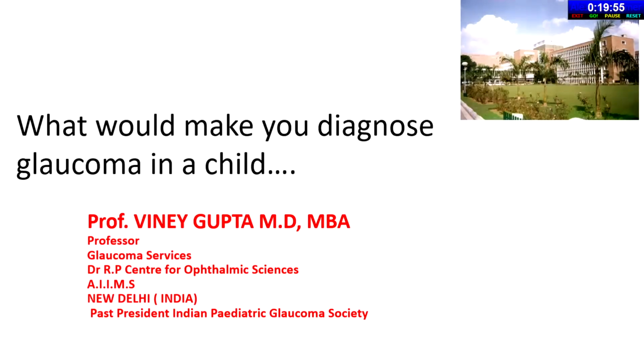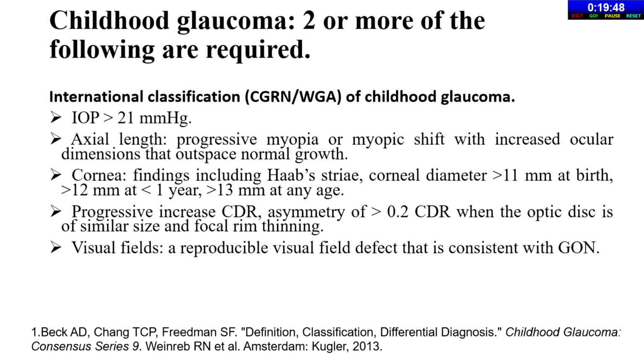So I think making a diagnosis in a child has been very clearly sorted out by the International Classification for Childhood Glaucoma, which says that any intraocular pressure greater than 21 millimeters of mercury, possibly on 2 separate occasions, with an axial length that is progressively myopic for that particular age, or corneal diameters greater than 11 millimeters in the presence of Haab's striae at birth, or greater than 12 at less than 1 year, or greater than 13 millimeters at any age, or there could be a progressive increase in the CDR or greater than 0.2 CDR difference between the two eyes, or the presence of a classic glaucomatous optic neuropathy in the presence of focal thinning of the rim.